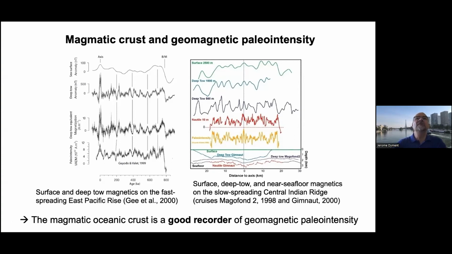Both of them show paleo intensity variations as recorded independently by sediments. It is this lower curve here, and this yellow curve here. They are showing the same signal as the basalt, mostly the basalt observed from deep tow measurements across the ridge axis on magmatic oceanic crust.